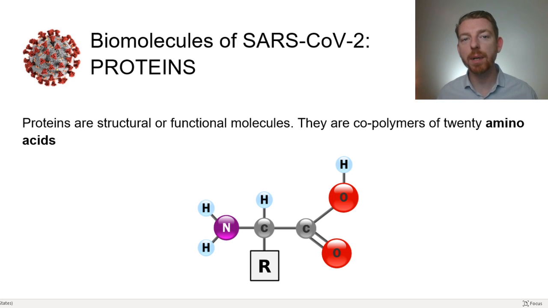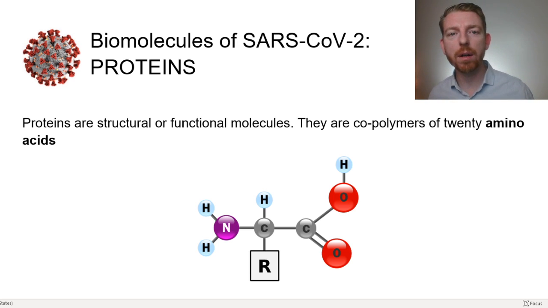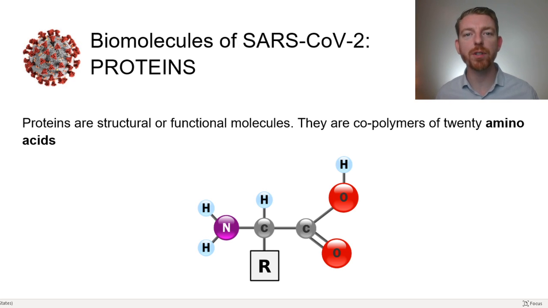Proteins, I think, you might be a little bit more familiar with, just thinking about training and how you have to eat protein and that sort of thing. So what is it? What is it for? Proteins are either for structure or for function inside of our cells and inside of our tissues.